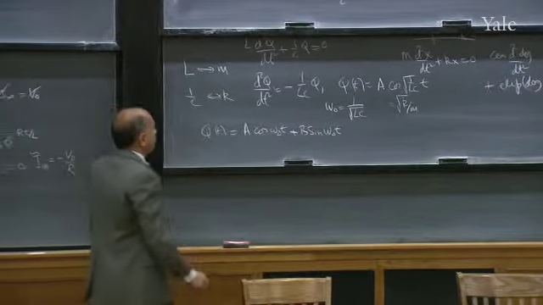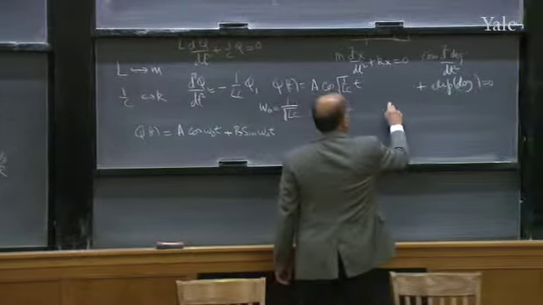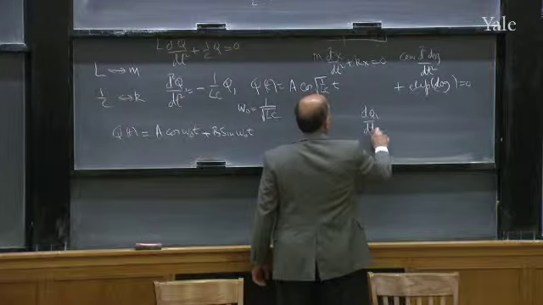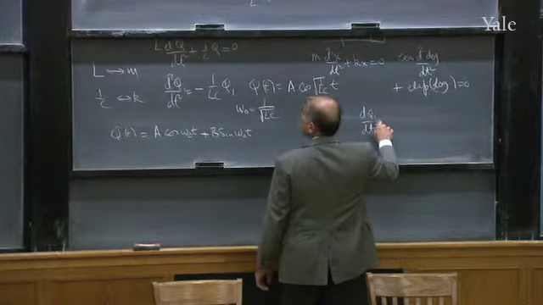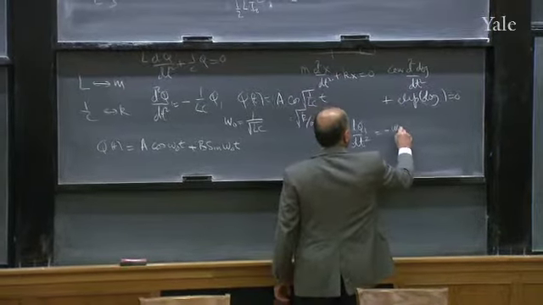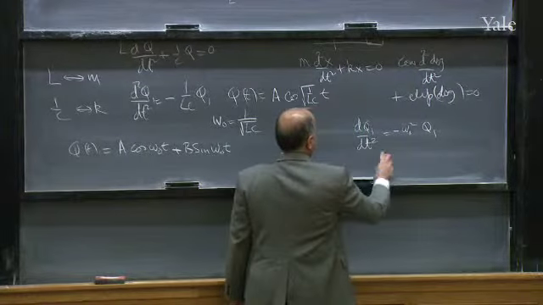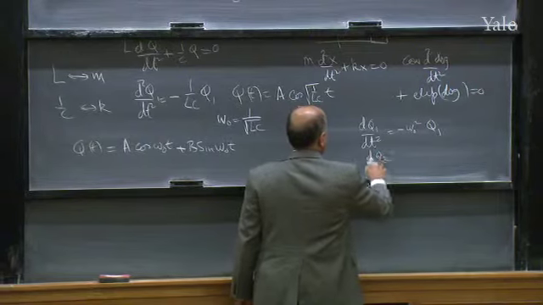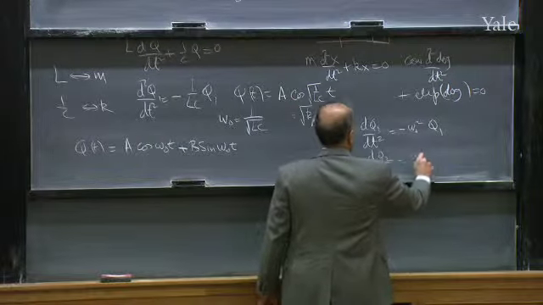Not only that, suppose there's one problem you solve. d²q1/dt² is minus omega naught squared q1. That is some function of time. And here's another function of time, obeying the same equation.